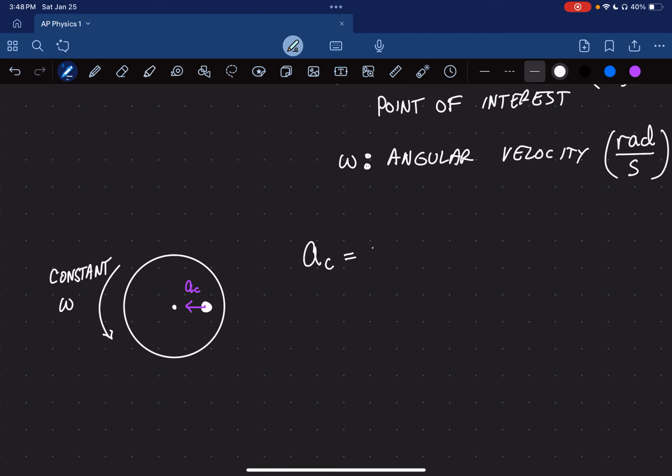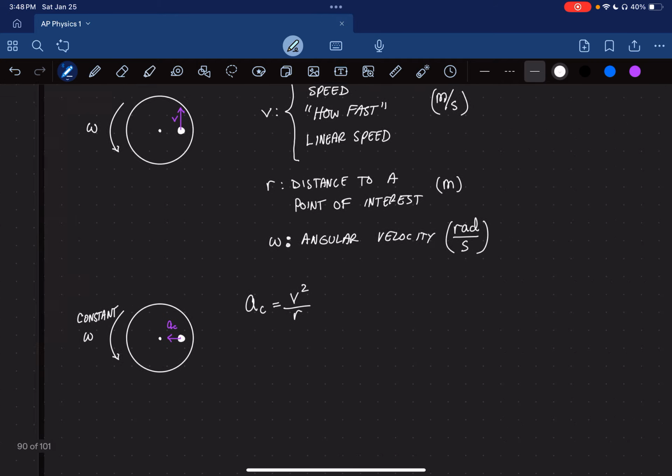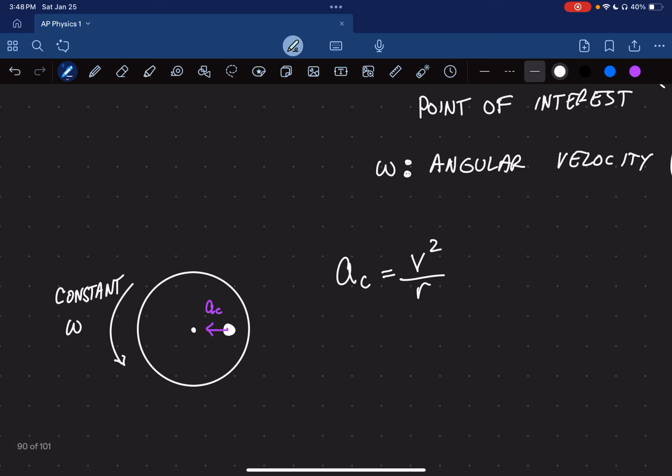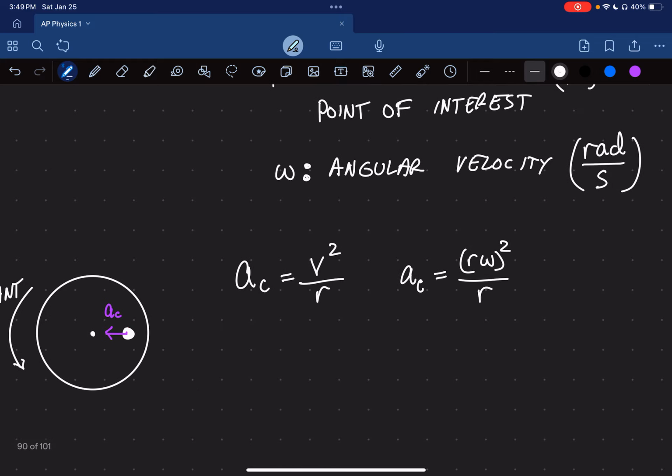Centripetal acceleration, we actually already know the equation for this. This is v squared over r. If you've calculated this v, and you know the distance to it, then you can calculate it that way. But we can also do this. v is r omega, so I'm substituting it here: r squared omega squared over r. And so another version of this equation is r omega squared, because it cancels.